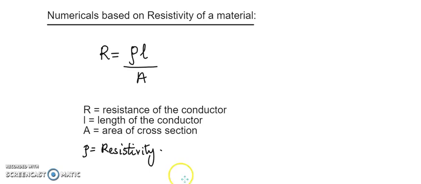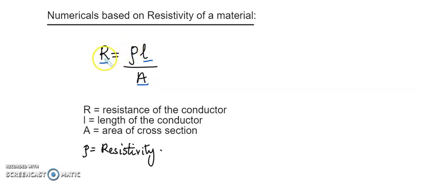Everyone, in this video we are going to talk about the numericals based on resistivity of a material. So what is resistivity? Resistivity is one of the properties of the material of which the conducting wire of an electric circuit is made. And this depends on three factors: the resistance of the circuit, the length of the wire, and the cross-sectional area of the wire.